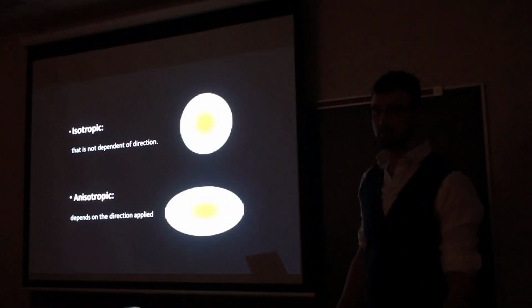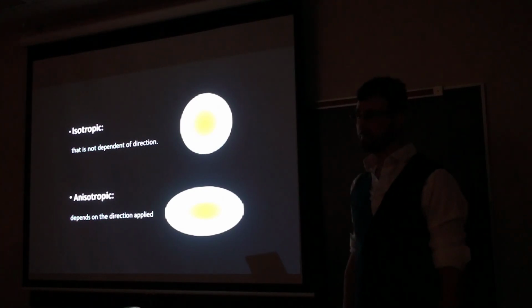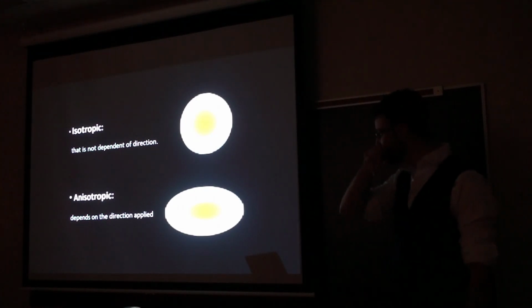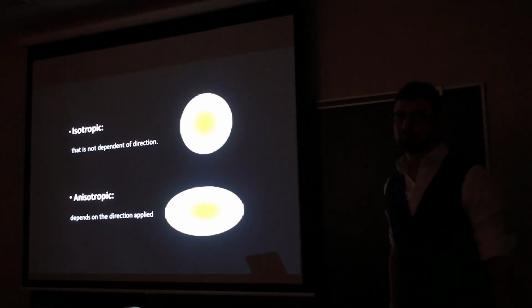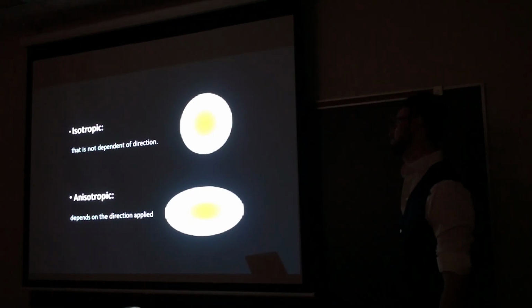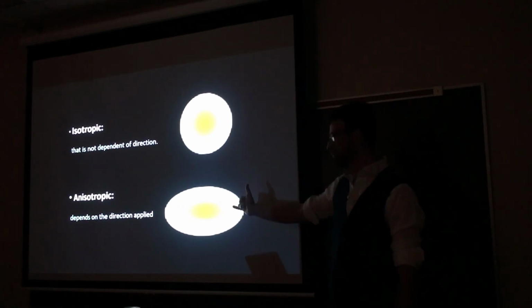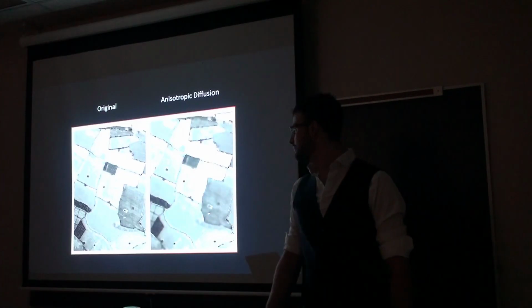So technically this is what anisotropic means. Anisotropic is not equal in all directions. Isotropic is like round. It's equal in all directions. Anisotropic is different in different directions. So it's aligned with the edge. So, like you said, isotropic, anisotropic, it's depending on the edge.